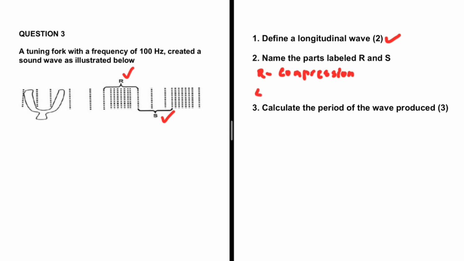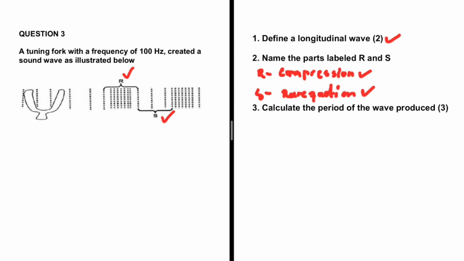Taking a look at part S, it is a region of low pressure, and in a longitudinal wave we call that a rarefaction. So we have a rarefaction for part S. So there we go. Part R, compression. Part S, rarefaction. Let's carry on.